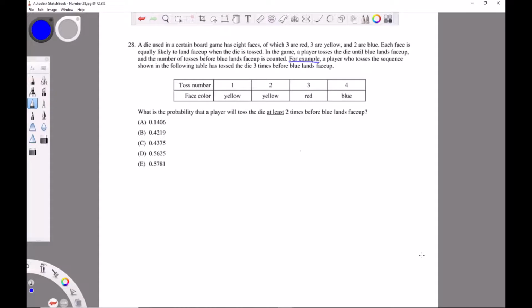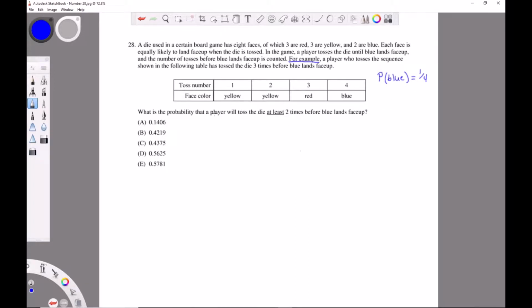All right, so this is 1 out of 4, right? Yellow, yellow, red, and then finally a blue. So 1 out of 4. But let's go back and review the overall probability of getting a blue. You've got 8 faces, 2 of them are blue. So the probability that any toss will give you a blue is 2 out of 8 or 1 out of 4. You can also say 0.25.